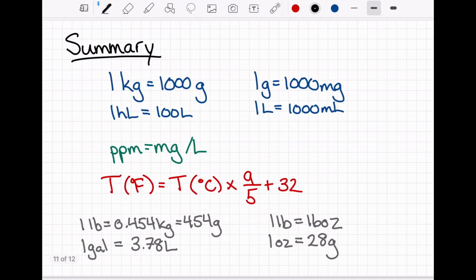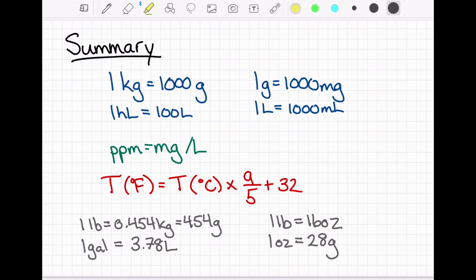In summary, I just wanted to present a couple of the things that we talked about in this video. Starting off with the metric conversions: 1 kilogram equals 1,000 grams, and 1 gram equals 1,000 milligrams. Those are conversion factors, just like we did at the end, but some good ones that you can either remember or write out on a handy cheat sheet.